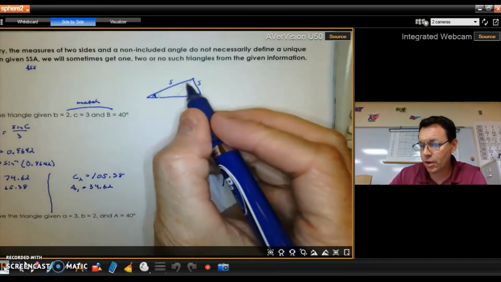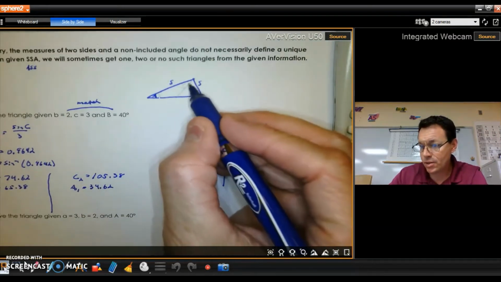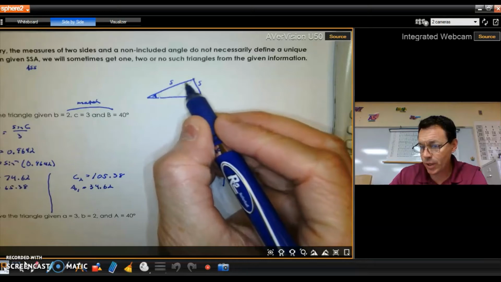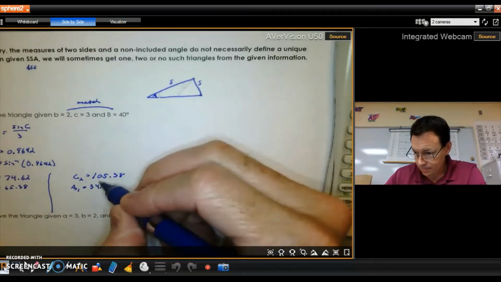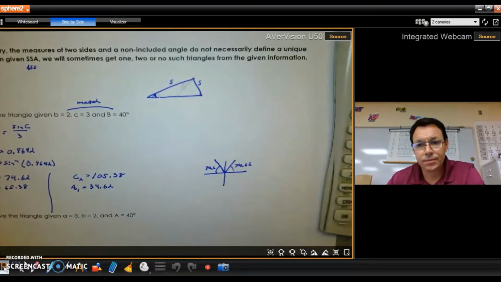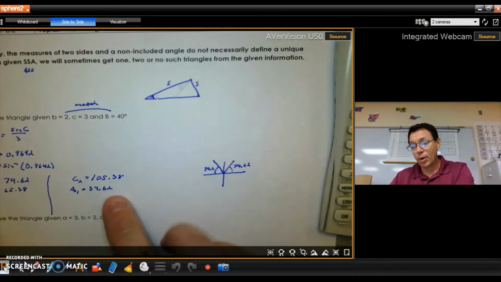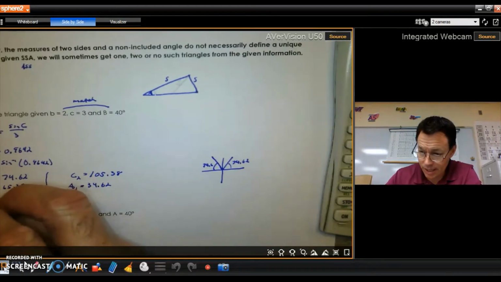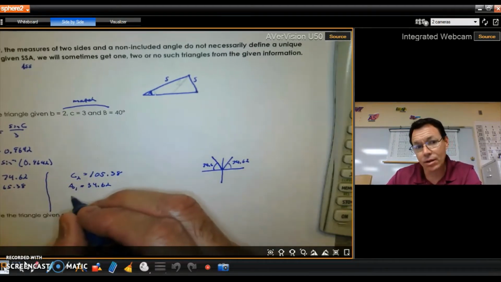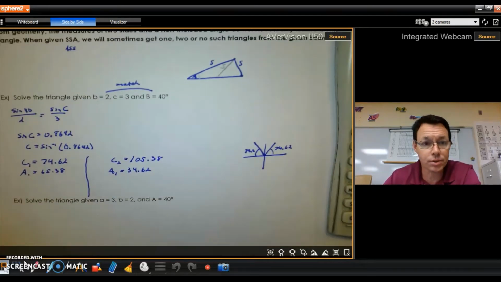Which is like this smaller version. So maybe this original angle was like the 65.38, but when I swing that door shut, I get this 34.62. Okay? And both of these have this bottom side possibility. There's a side A and a side A over here that would work. Now for both of those, we're going to have to use the law of sines.